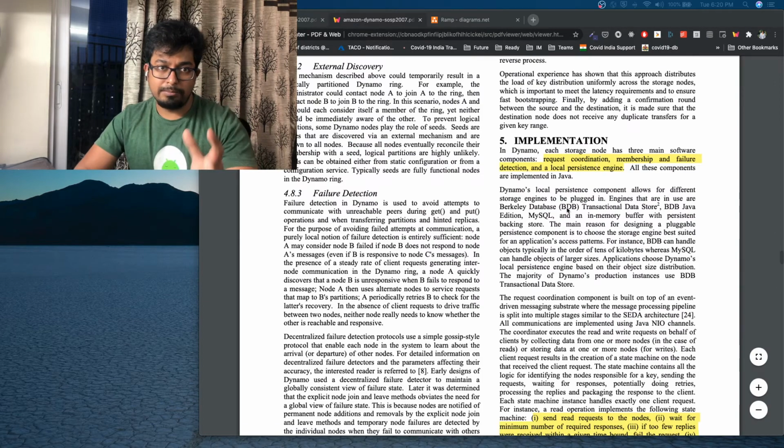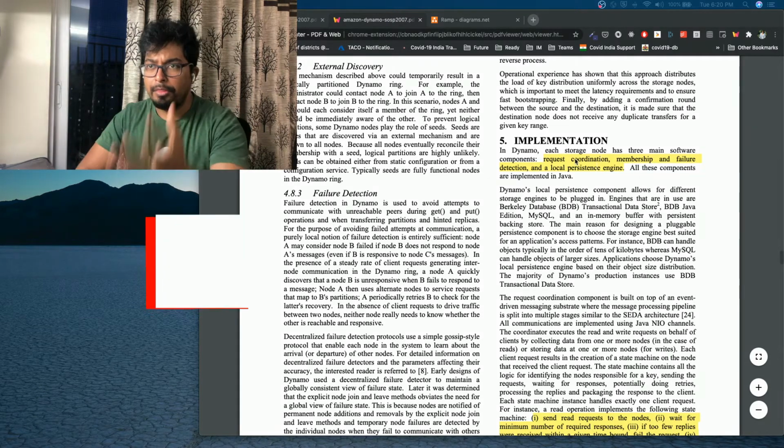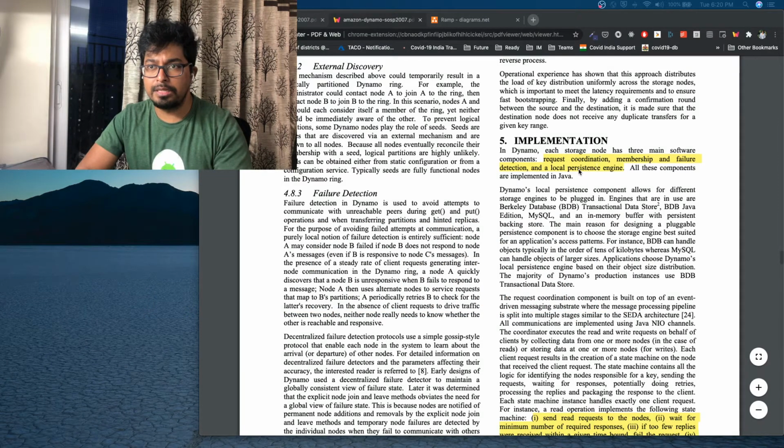Now, this part talks about the implementation. We have gone over the hard design decisions part. On the implementation side, it's very straightforward. You have a request coordination, you have a membership and failure detection, and a local persistent engine. And the Dynamo engineers have written all of these components in Java.